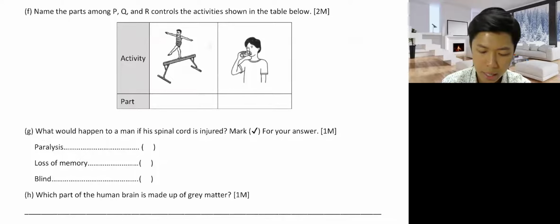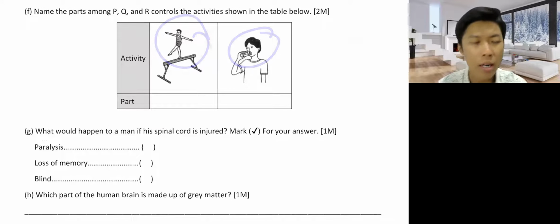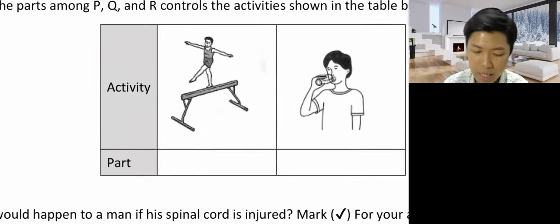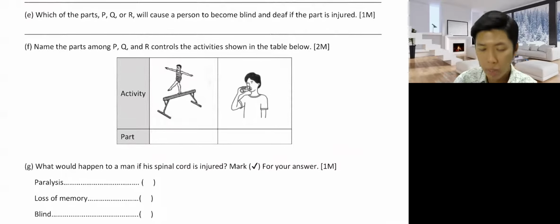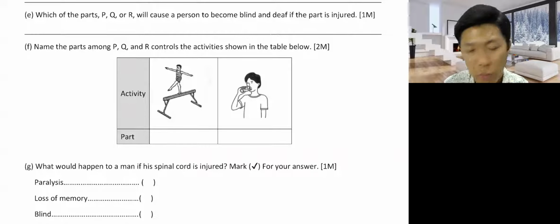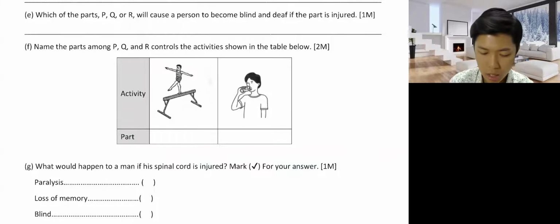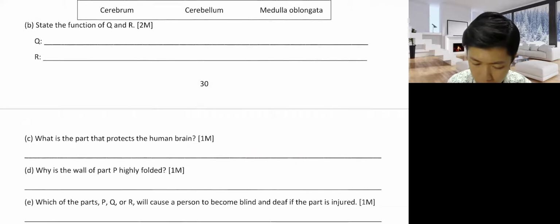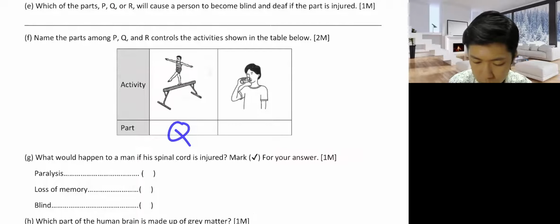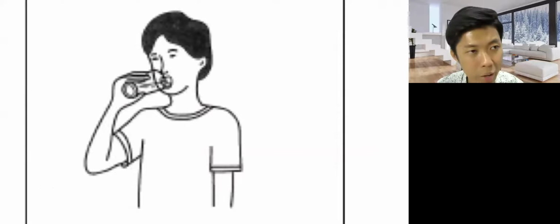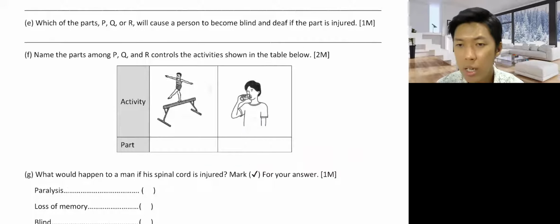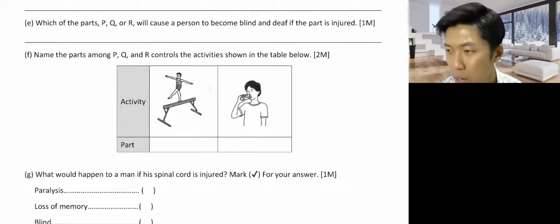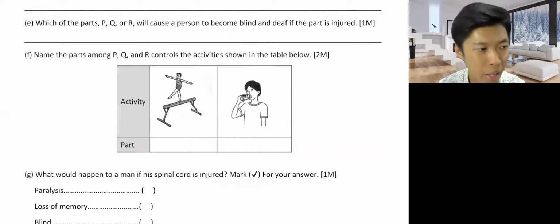Next, write down the PQR that controls the activity. Obviously this is about balancing and body coordination, so it has to be the cerebellum. I suggest you write the letter instead of the words. So cerebellum is part Q. And I think this one is drinking water. Drinking water should be part P, voluntary. Okay, next one.